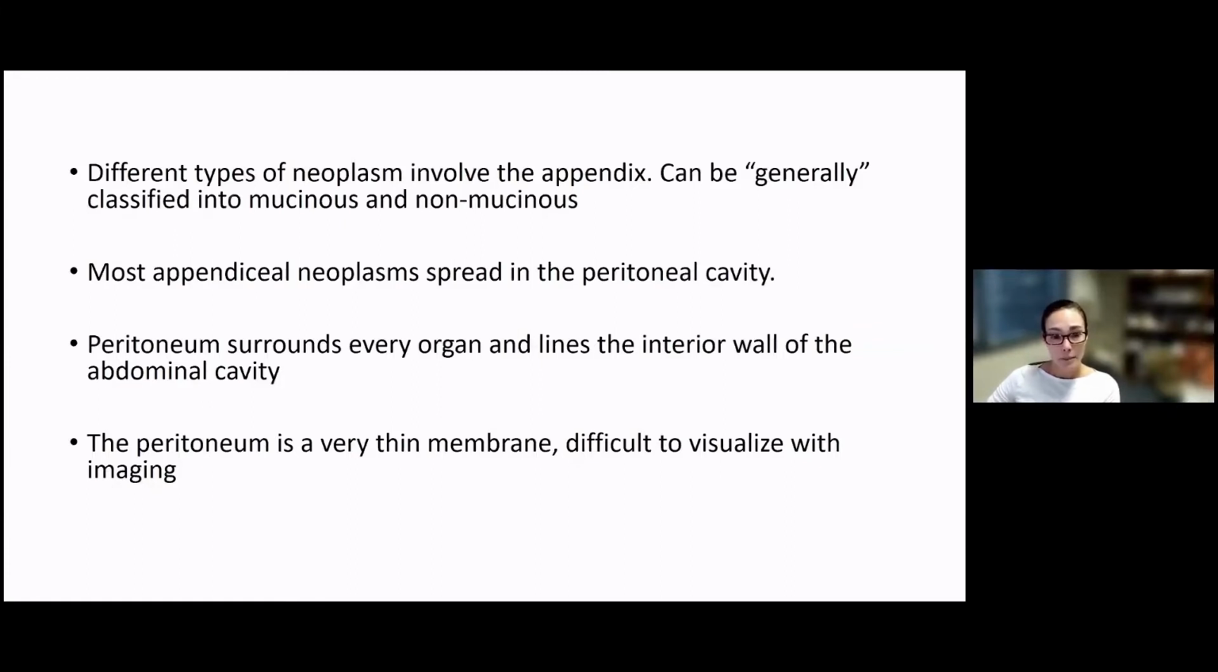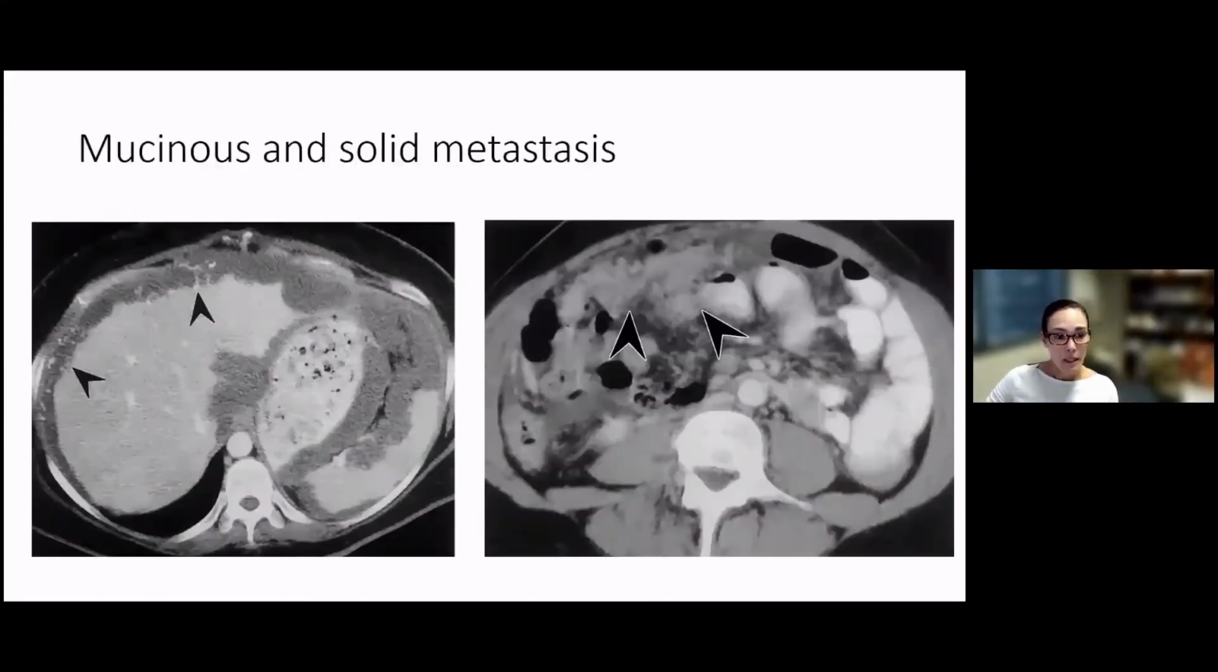Most appendiceal neoplasms like to spread in the peritoneal cavity, and that can be challenging for us as radiologists and imagers. The peritoneum is this thin membrane that surrounds every organ and lines the interior wall of the abdominal cavity, and is less than 1 millimeter thick, so it can be very challenging to visualize in imaging.